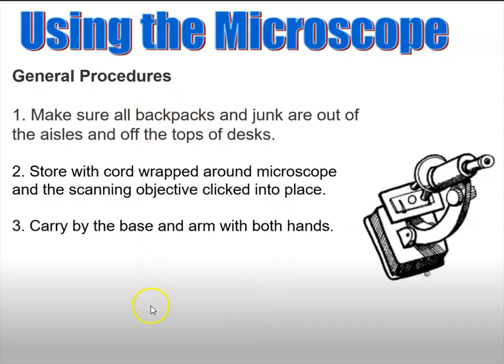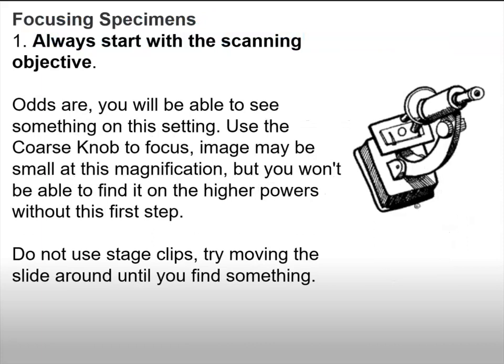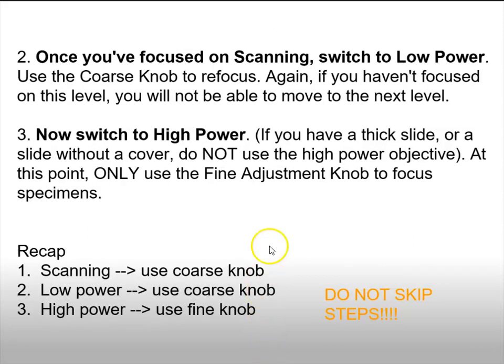So, using the microscope, general procedures: you want to make sure everything's cleared out of the way and the cords are out of the way. When we carry it, we have one hand on the arm and one hand on the base. To focus specimens, we always start with the scanning objective. The odds are you'll be able to see something on this setting, so you want to use the coarse adjustment knob to get it into focus. After you get that into focus, then you can switch to the low power.